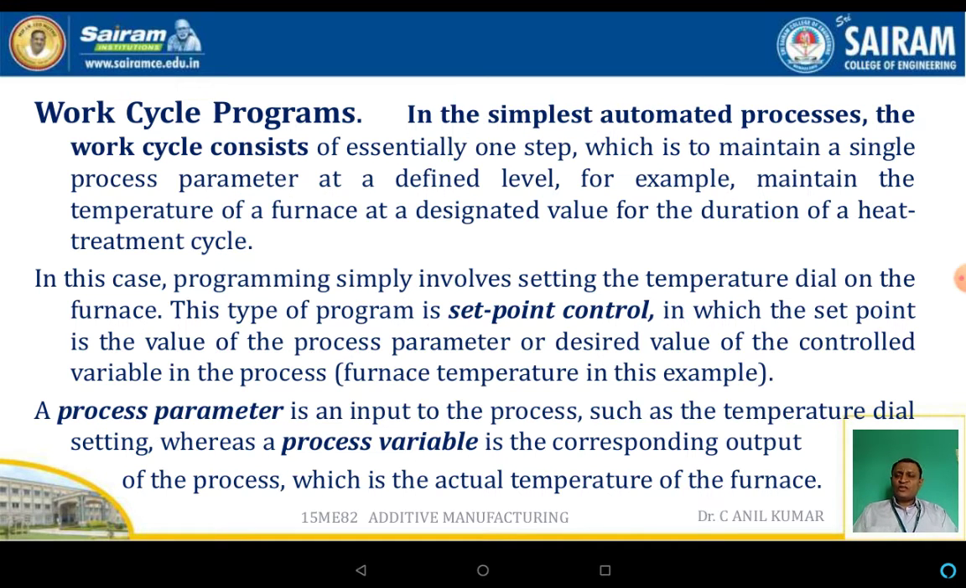As we know, the work cycle program is the simplest automated process. That cycle consists essentially of one step, in which a single processing parameter is maintained, and that can be defined as a level. Maintaining a temperature in a furnace is one example in a heat treatment cycle. In this case, the program simply involves setting a particular temperature for the duration.